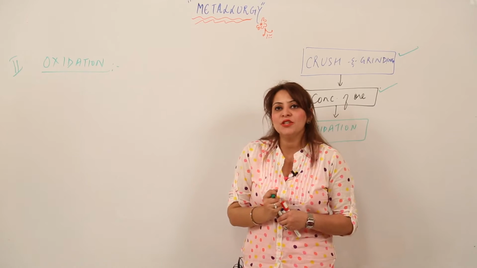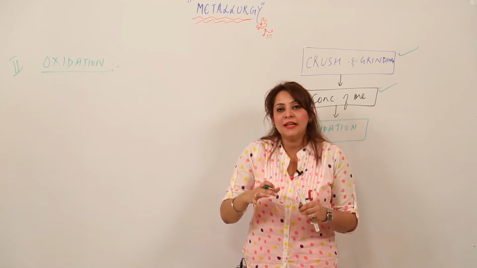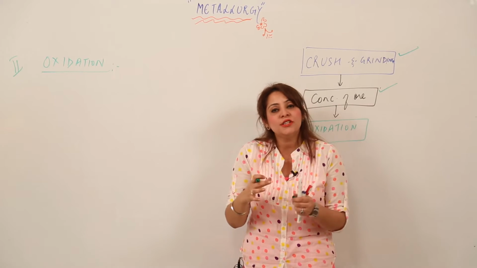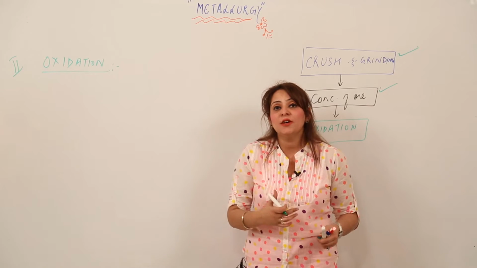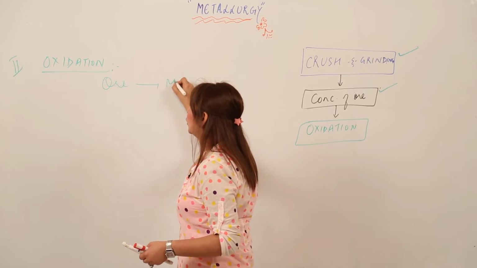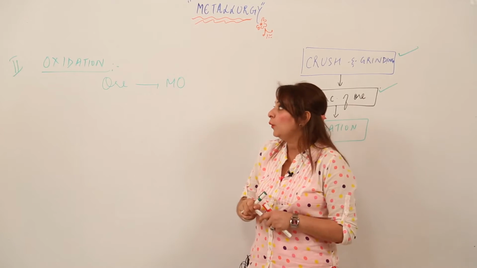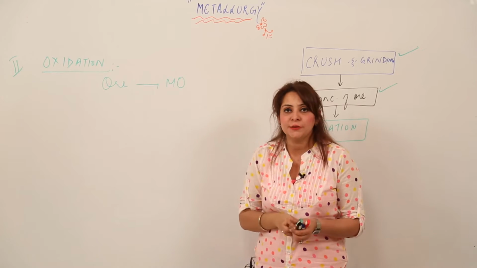So, what we have done, we have just concentrated our ore, and now our ore is free of impurities. We are at a stage where we will convert our ore into the metal oxide. So, that is we will do an oxidation, right. So, what are the methods which are employed for the oxidation?